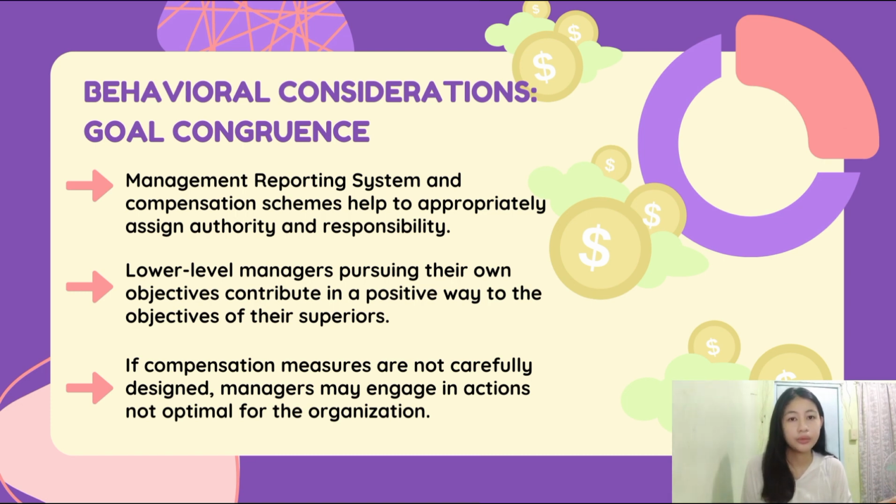Lower level managers pursuing their own objectives contribute in a positive way to the objective of their superiors. So the MRS or Management Reporting System and compensation scheme help to appropriately assign authority and responsibility. By doing this, if compensation measures are not carefully designed, the managers may engage in action not optimal for the organization. Kasi 'di ba, kailangan natin ma-optimize yung goal congruence of management process and resources. So in considering management reporting system, then we should always have that goal congruence.